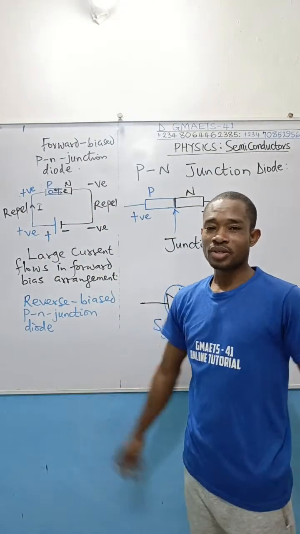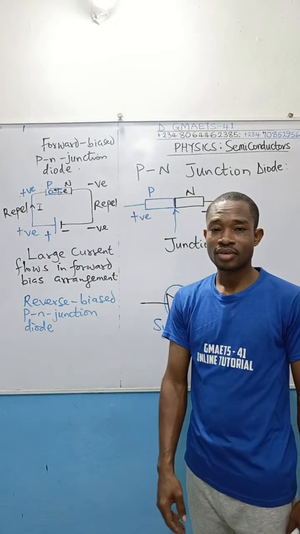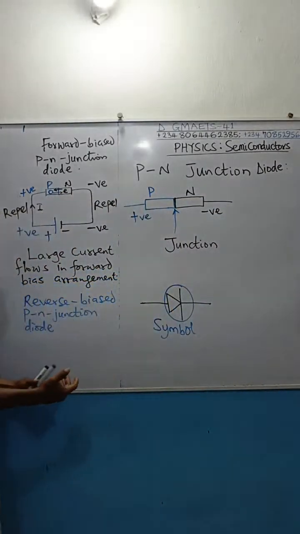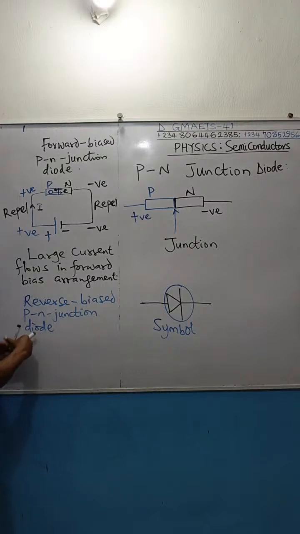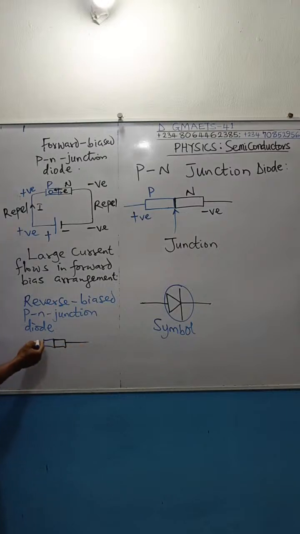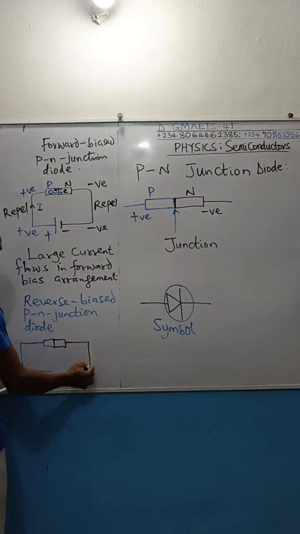It's just opposite, so I don't want to talk much about it. What will happen now is to reverse the connection. That's just what you do in reverse bias. So if I am to draw again, I'll have something like this. This is the P. And then connect this to our cell. All you have to do is to reverse.